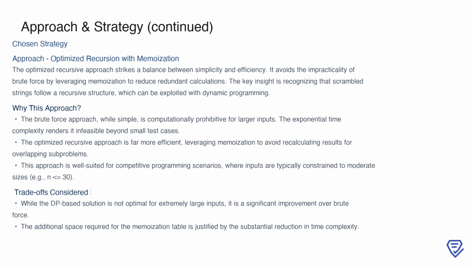By contrast, the optimized recursive strategy is much faster and well suited for the typical constraints of competitive programming, where string lengths are moderate, such as n less than or equal to 30. While the dynamic programming solution does require additional space for the memoization table, the trade-off is justified by the substantial reduction in time complexity. Overall, this approach is a practical and efficient solution for the problem at hand.